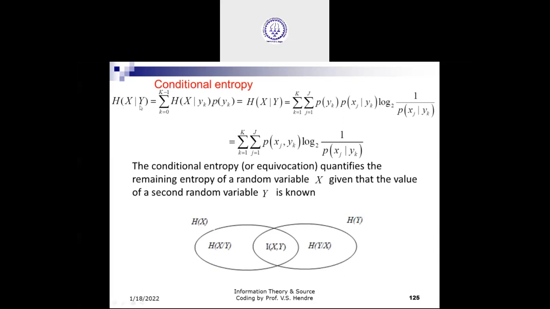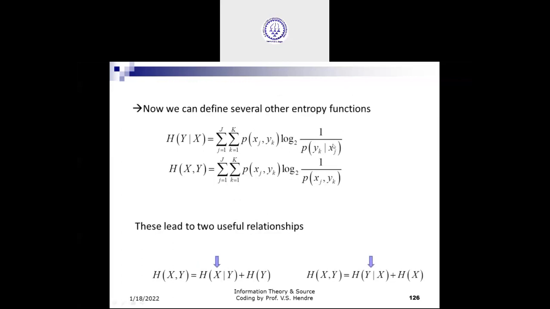If it is x given y, here in the log term it is xj given yk. This term is the joint probability. Similarly, for y given x, here it is yk given xj, and this joint probability is common. And if you are finding h of x comma y, then in both cases it is the joint probability p of xj comma yk log of 1 upon p of xj comma yk.